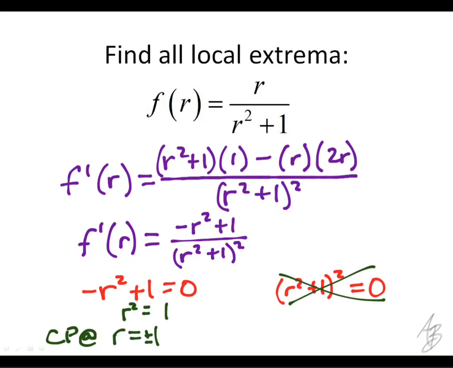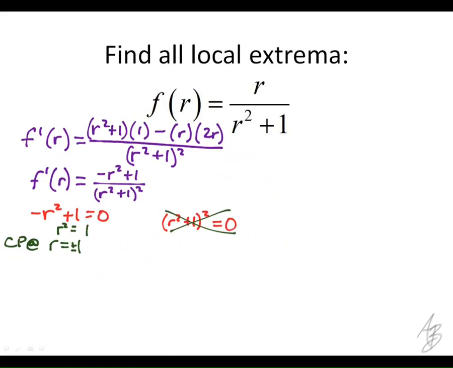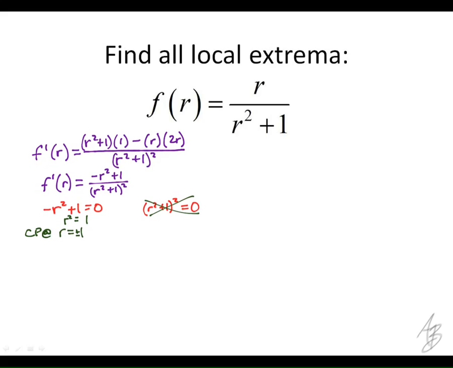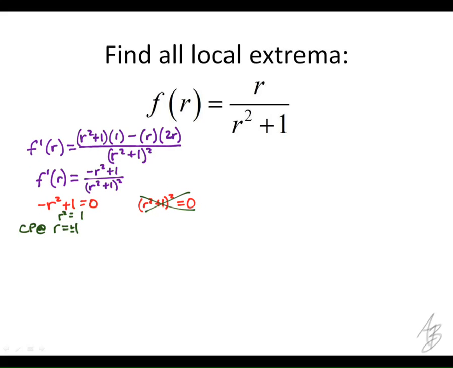You guys agree with that? Yes. Okay, so we've got our critical points. Now we need to figure out what those are: if they're going to be minimums, maximums, or neither. So again, we'll make our chart. Our sign chart is what this is called.